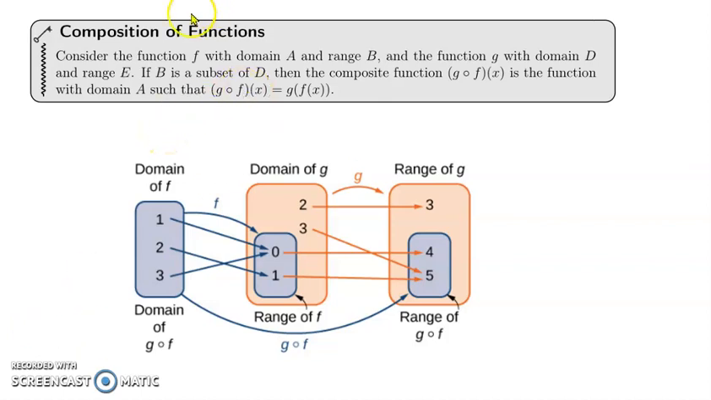Consider the function f with domain A and range B, and the function g with domain D and range E. If B is a subset of D, then the composite function, read as g dot f of x, is the function with domain A such that g dot f of x is g of f of x.